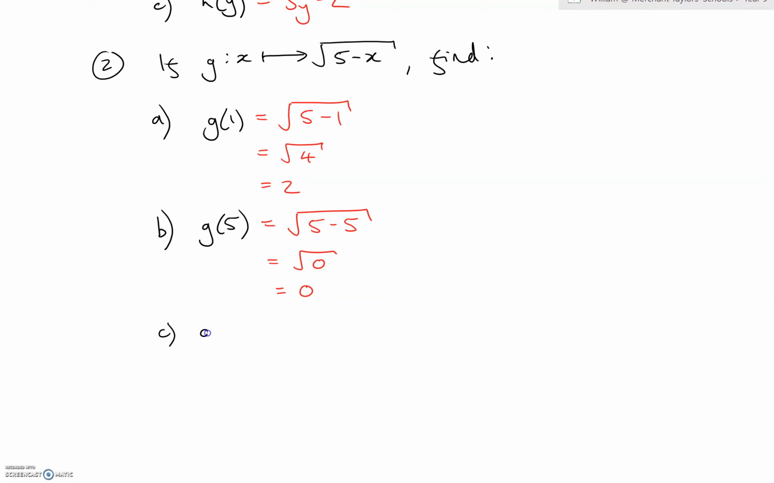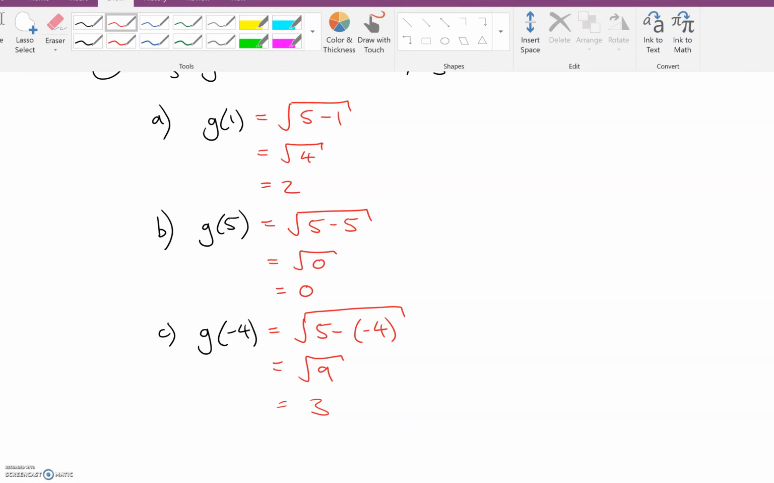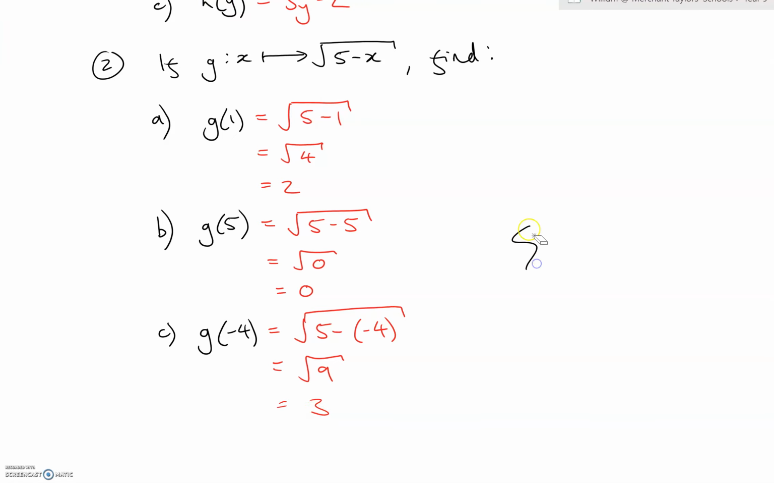And part C is g of minus 4. So again, the x has been replaced by minus 4 here. So we're just going to replace our x with minus 4. And just be careful, because we've got a minus in there already, so it'll be minus minus 4. So this will become 5 plus 4, or 9, and we'll get 3. So exactly the same idea. Don't let this notation confuse you. It's just a different way of writing the same kind of thing.